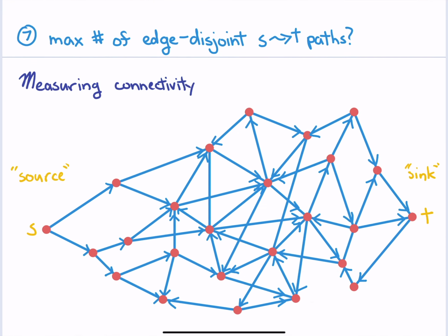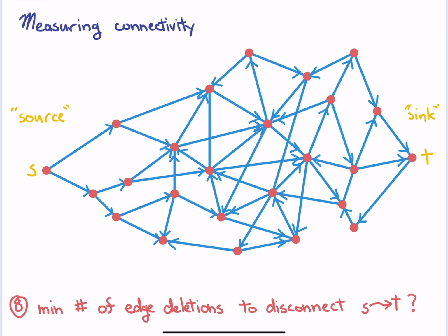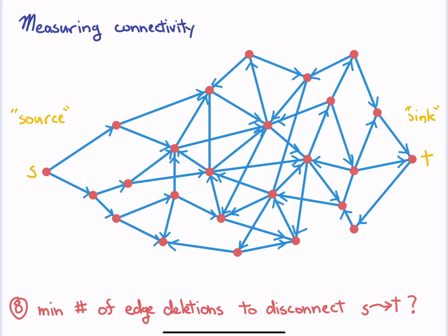Okay. So that was the max number of edge disjoint paths, also known as the number of edge disjoint paths, I guess. Here is another question, a way to try to measure connections, maybe more related to that railroad example. What's the minimum number of edges I would need to delete to make sure that I can't go from S to T anymore? I know you're thinking, do I need to put min there? But we're not having that discussion. So what's the minimum number of edges I would need to delete to disconnect S from T?